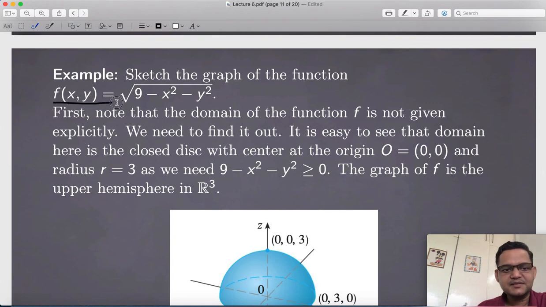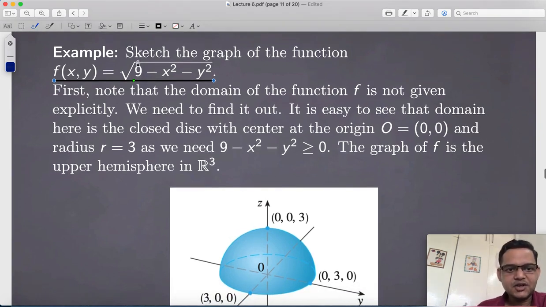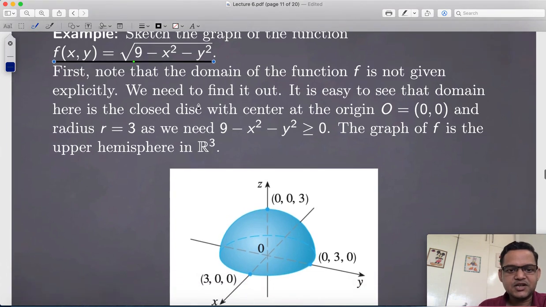I have this function which is the square root of 9 minus x square minus y square. The first thing you need to make sure is that the expression inside the square root is bigger than or equal to 0, because you are taking the square root. This is so easy that you already know about such things, but what I'm trying to explain to you is that you have to be careful. You should not just say that the domain is everything, you have to make sure of this.